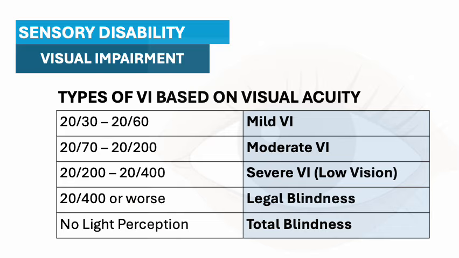Visual impairments can be classified by how sharp a person's vision is. There is mild visual impairment with a visual acuity of 20/30 to 20/60, moderate visual impairment from 20/70 to 20/200, severe low vision, legal blindness, and total blindness, having no light perception. Each level influences mobility and learning differently.